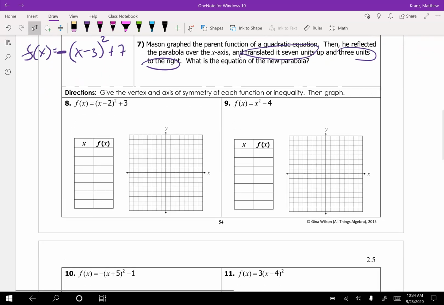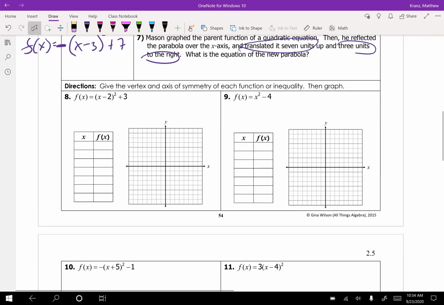Right, so give the vertex and the axis of symmetry for each function or inequality, then graph it. Well, we see here that the x, okay, is negative 2. So that means our vertex is located at 2, 3. So we have 2 and then 3 right there. We know it's going to be right side up, and our axis of symmetry is going to be x equals 2, because this is going to be the middle of our parabola.